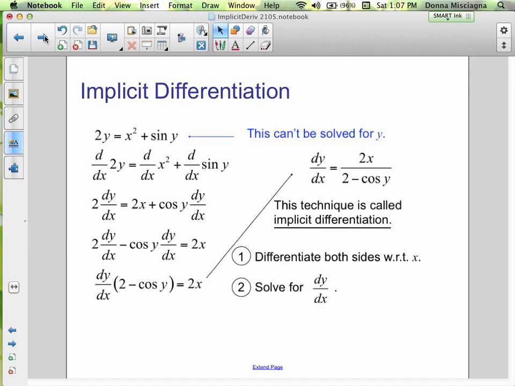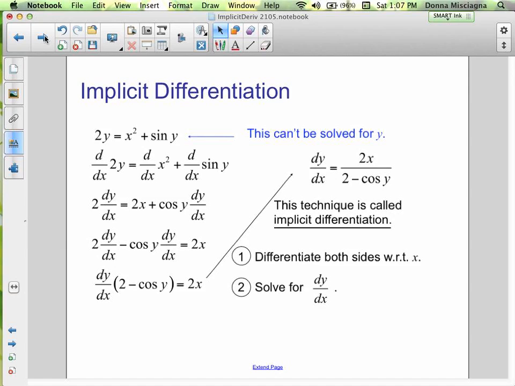Now we want to get the things with dy's together and the things without dy's on the other side. So we subtracted the 2x and we subtracted the cosine y dy/dx, and we factored out dy/dx, and we're left with 2 minus cosine y equals 2x. Just divide both sides by 2 minus cosine y, and we have our derivative. dy/dx is 2x divided by 2 minus cosine y.